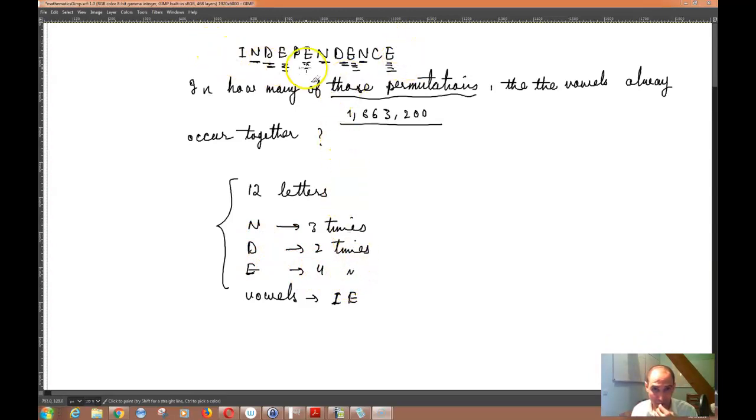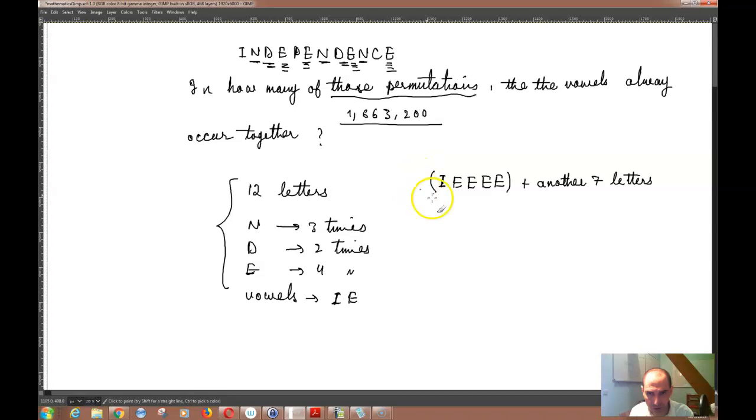To make things simpler, of course there might be some other way, what I want to do is make a group of all of these vowels, an I and E and E and E and E. So I have 4 E's and 1 I, and group them all together as one object, and the rest of the letters would be another 7 letters. So 4 plus 1 is 5, and 5 plus 7 is equal to 12 letters in total.